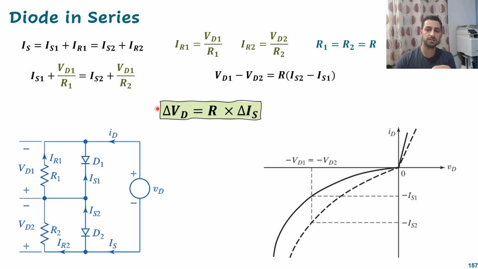So the difference in voltage between diode number 1 and 2, this is delta V, equals R multiplied by the difference in current, because here the currents IS1 and IS2 are different from each other. So we have to just imagine or make a case of how different they are. Maybe the worst case scenario is when IS1 is 0 and IS2 is maximum. So this is the worst case scenario.